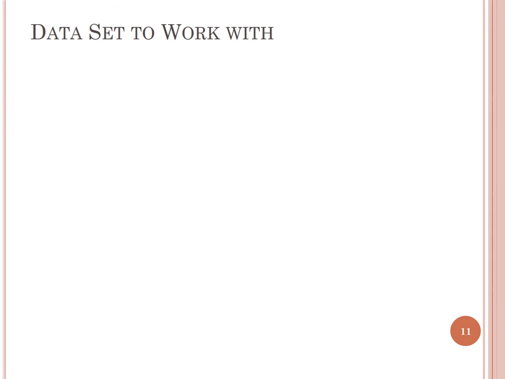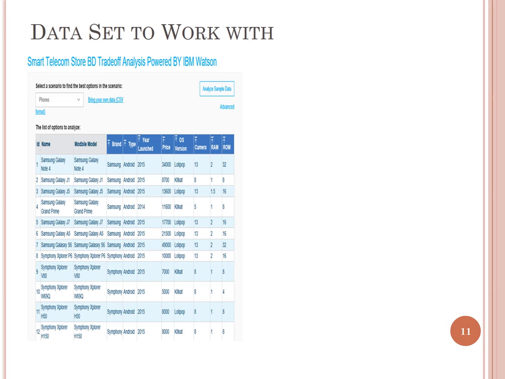Now let us see some of the data that we are going to work with. The first half shows the mobile phone brand and specification. The other half shows the mobile operators of Bangladesh and some information about them.